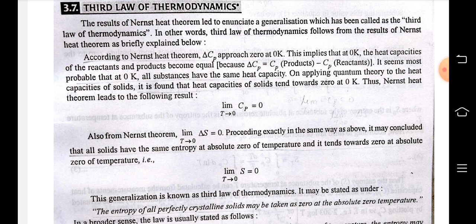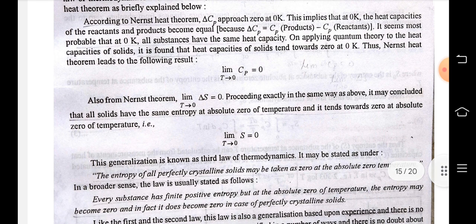Limit T tends to 0, Cp is equal to 0. Also from Nernst heat theorem, limit T tends to 0, del S is equal to 0. Proceeding exactly in the same way as above, it may be concluded that all solids have the same entropy at absolute 0 of temperature and it tends towards 0 at absolute 0 of temperature, that is, limit T tends to 0, S is equal to 0. This generalization is known as third law of thermodynamics.